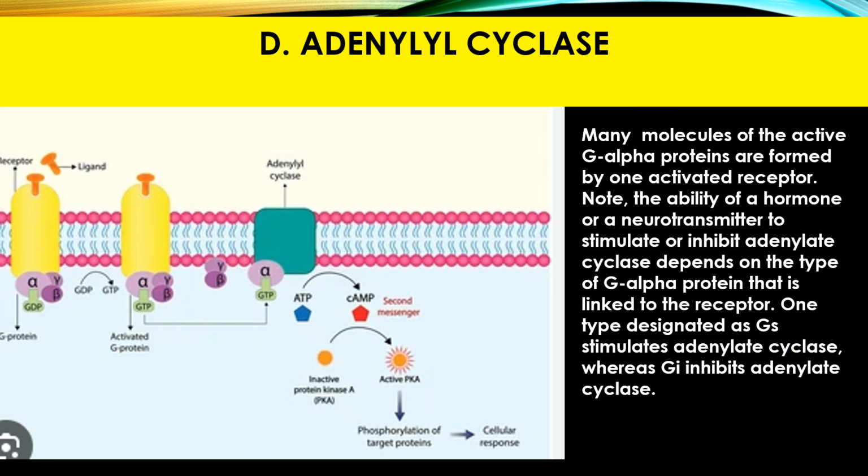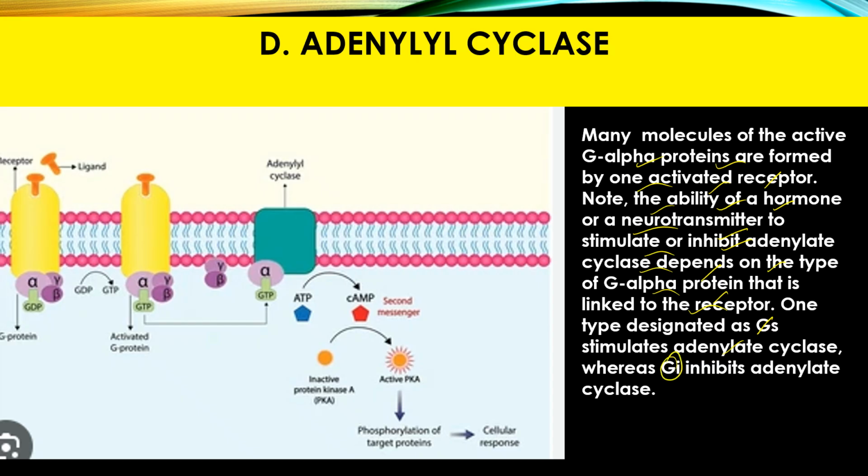Here again, many molecules of the active G proteins are formed by one activated receptor. Note the ability of a hormone or a neurotransmitter to stimulate or inhibit adenylate cyclase depends on the type of the alpha protein that is linked. One is the Gs, which stimulates, and the other one is the Gi, which inhibits.